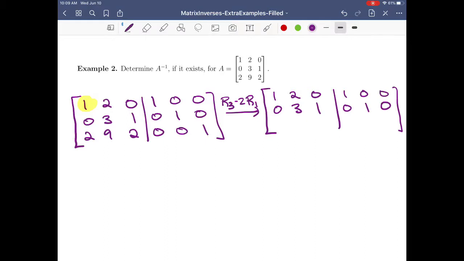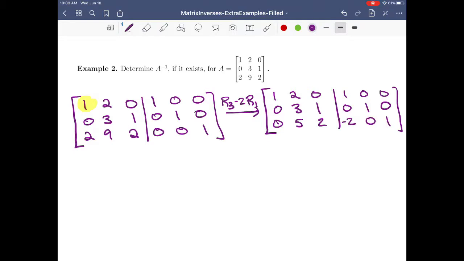Okay, so this is going to be a 0. Now I have 9 minus 2 times 2, so minus 4. That's going to give me a 5. 2 minus 0 is still a 2. This is going to be a negative 2, a 0, and a 1.